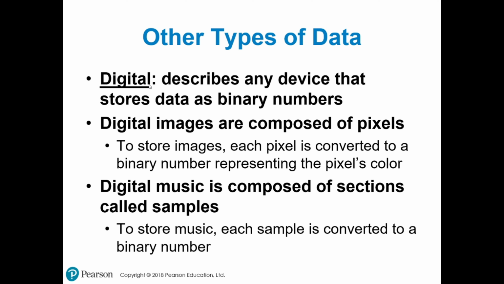So the data nowadays is stored in digital format, which is again nothing but binary format. Let's take the example of digital images, which use pixels. Pixels are again binary numbers representing the particular pixel color. And in case of music, we have samples, and each sample is stored in binary format. These are just different data types or data formats, you can say.